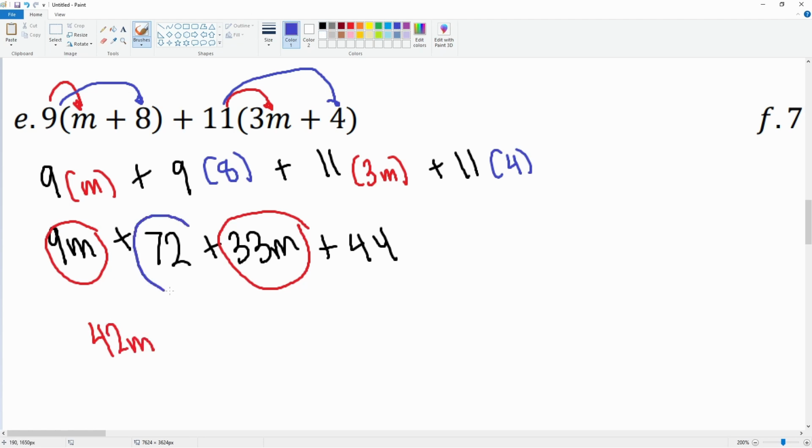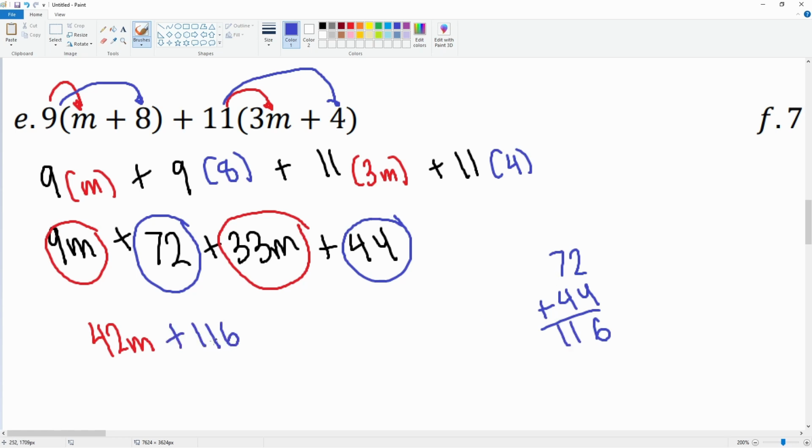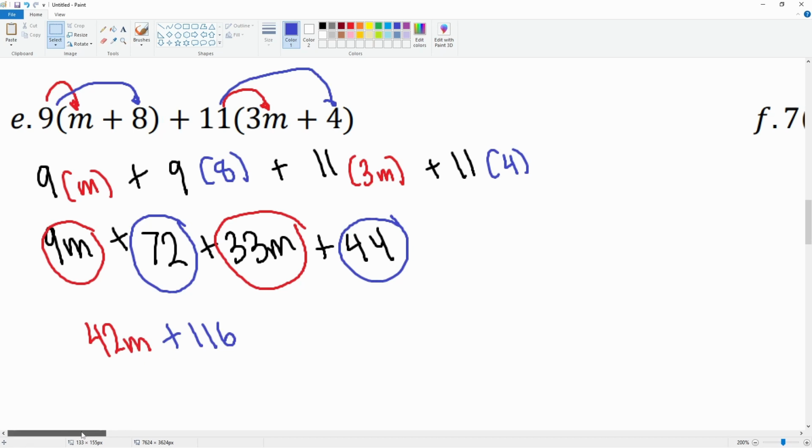Then we have a 72 plus 44. I don't know that, so I'm going to do it on the side. Okay, 72 plus 44. 4 plus 2 is 6. 7 plus 4 is 7, 8, 9, 10, 11. So this is plus 116. Okay. So this is work on the side, so I can just delete this here. 42m plus 116.